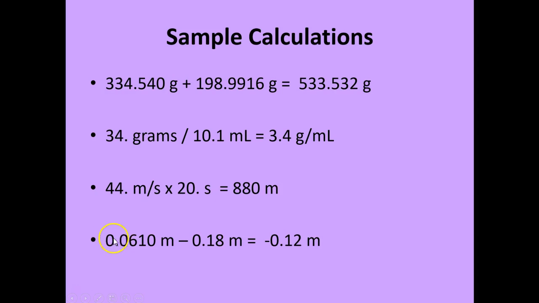And then finally, a subtraction. Again, we are talking about not numbers of significant figures, but numbers of decimal places. This number has 4 decimal places. This number has 2 decimal places. Therefore, I'm going to round my answer to 2 decimal places.